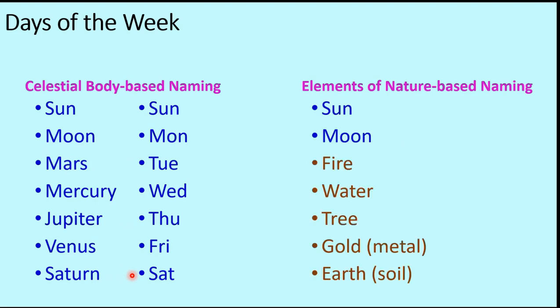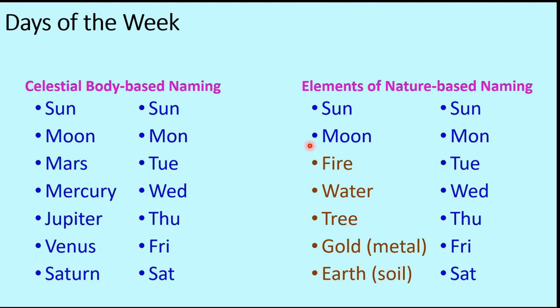Likewise, for elements of nature, we have the 5 elements as fire, water, tree, gold or metal, and earth or soil. Together with sun and moon, we get the 7 days of the week, with fire corresponding to Tuesday, water for Wednesday, tree for Thursday, gold for Friday, and soil for Saturday, and Sunday and Monday remaining the same as in the celestial body based naming.